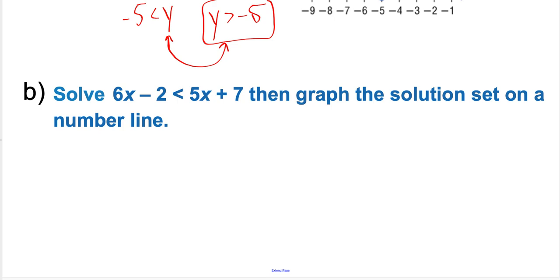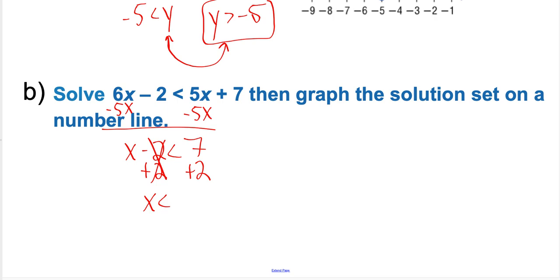So we can move the x's to the left. And then we get x minus 2 is less than 7. Move the constant to the right. Add it over. Okay? We're moving it to a different side, so we have to change the sign. And we get x is less than 9. Okay? So that would be an open circle at 9 and going to the left because it's less than. Okay?